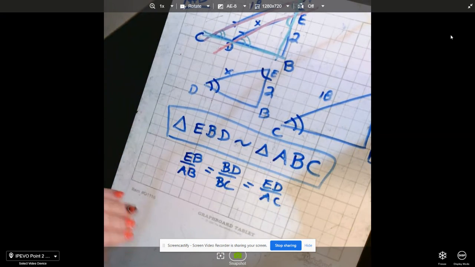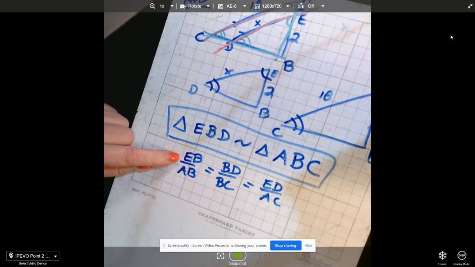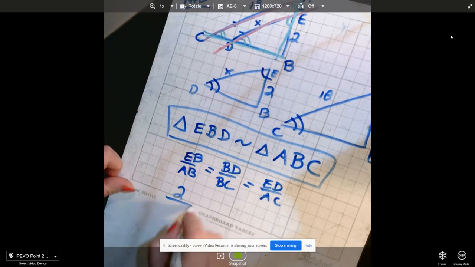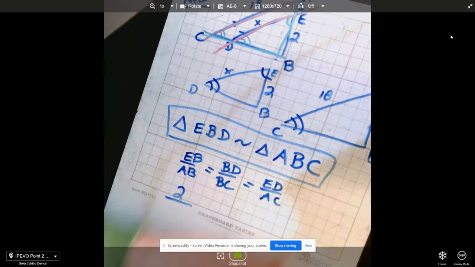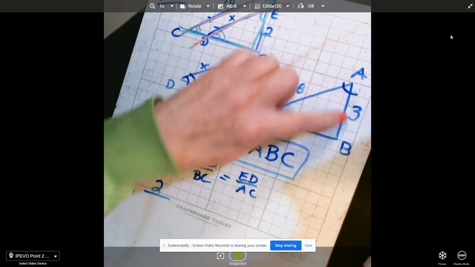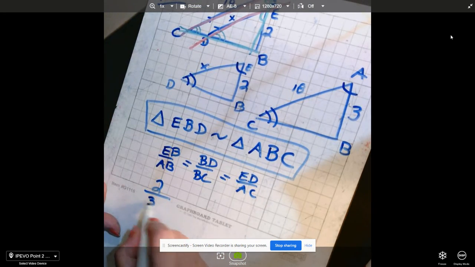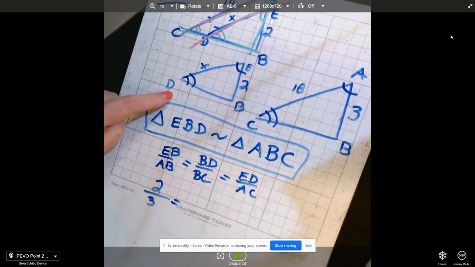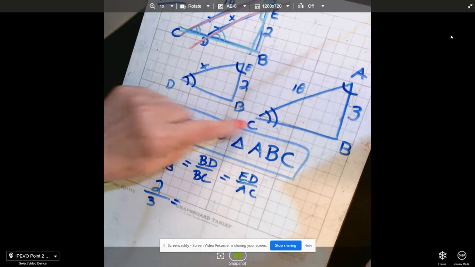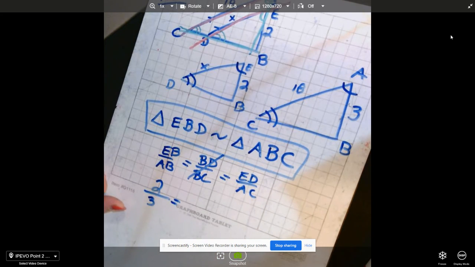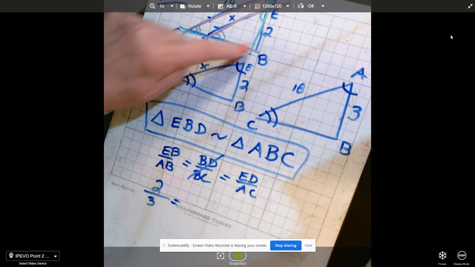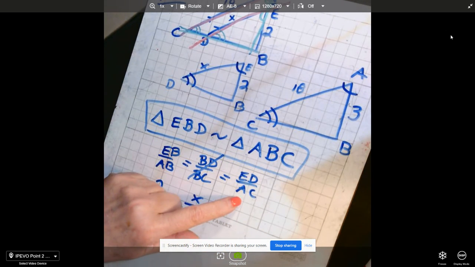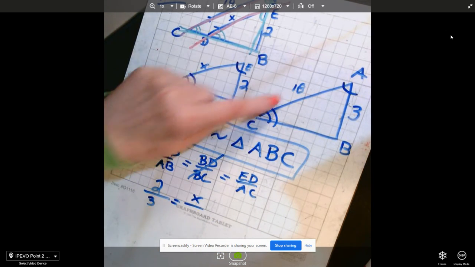Now that I've written out my ratio, let's go to our triangles. EB, well, I know that that's 2. And AB, well, over here, oops, you can't see it. AB over here is 3. Then I go to BD. Well, BD isn't marked, but BC is also not marked, so I don't need that one. ED is my X value, and AC is 18.